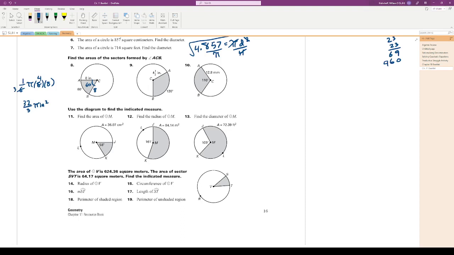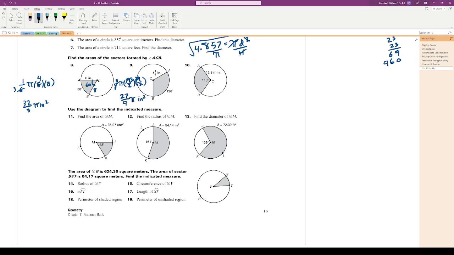We have 120 over 360, so that's 1/3 of pi times 4.5 squared. So I would change that to an improper fraction and make it 9/2 squared. That way I can square that up and get 81 over 4. It might even be better to do 9/2 and 9/2. That way I can cancel out my 1/3 and make this a 3. So I get 27 over 4 times pi. And my units were square inches. So that's how we do those.